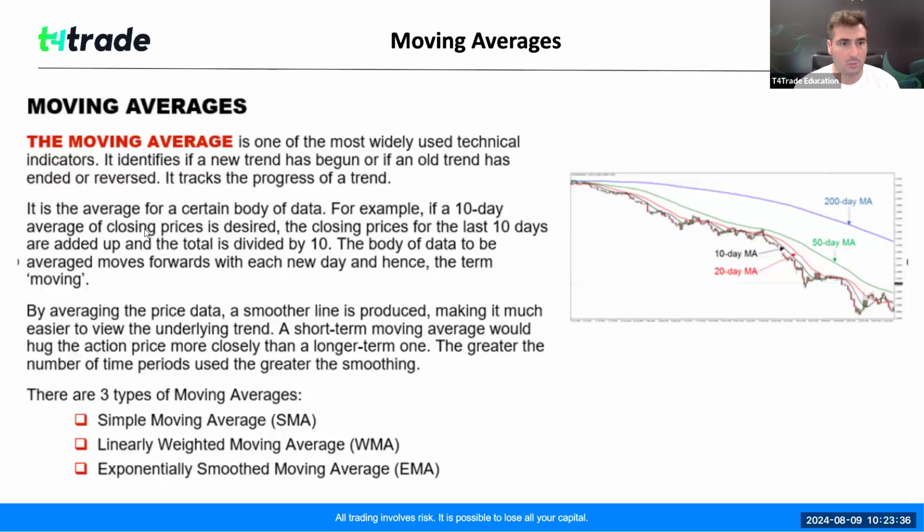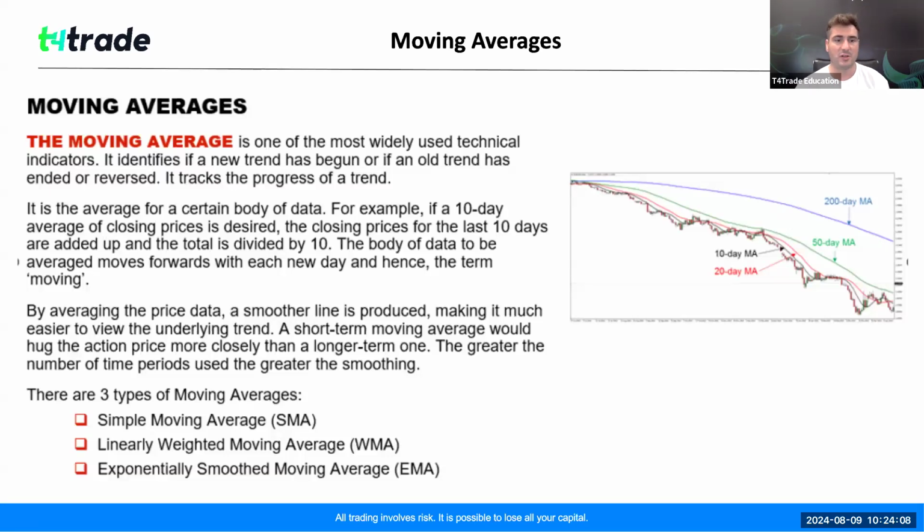Okay, so it is the average of a certain body of data. For example, if a 10-day average of closing prices is desired, the closing prices for the past 10 days are all added up and divided by 10. So the body of the data to be averaged moves forward with each new day. Therefore, you get the new day and you subtract the last day from those 10 periods. Okay, you create a new average and you move onwards. Hence this is what gives you the term moving.